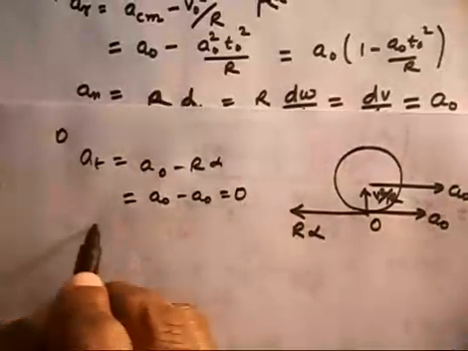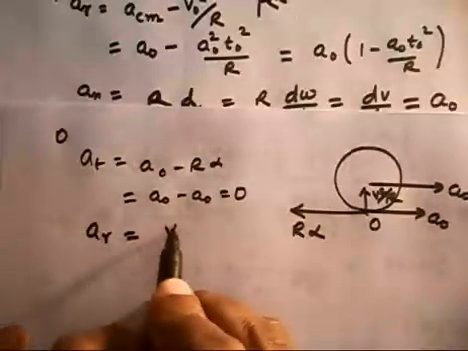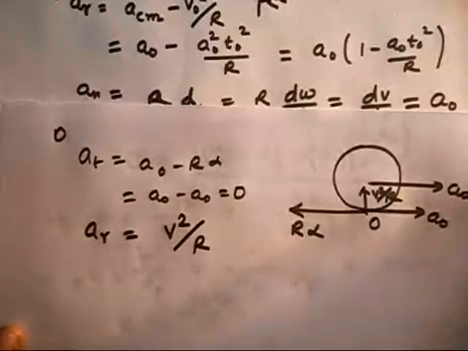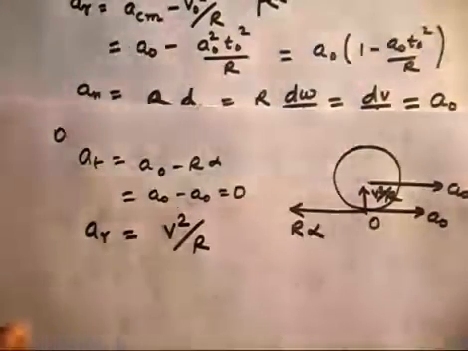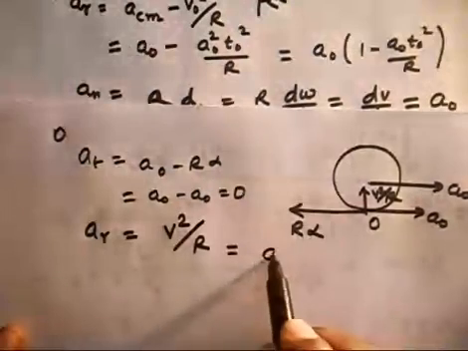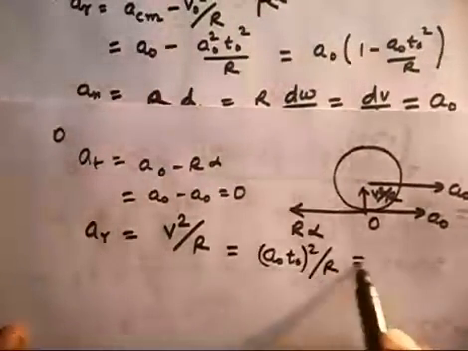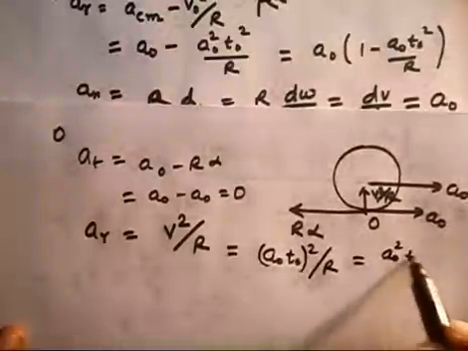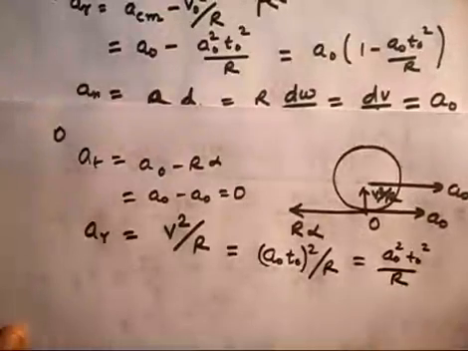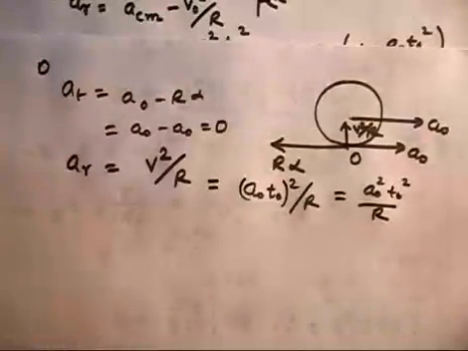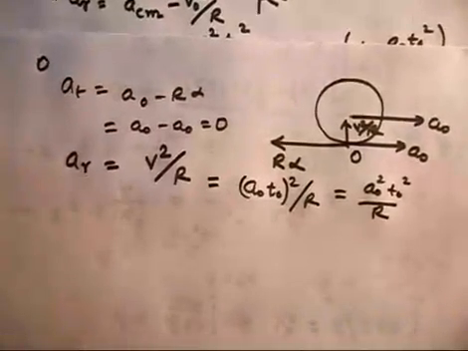Now what is the radial component? The radial component is simply v square by r, and we have already said that v is nothing but a naught t naught. If you are writing your copy, you can see this is a naught t naught whole square divided by r. So this is a naught square t naught square by r. So this is the total acceleration for point O, that is simply v square by r.